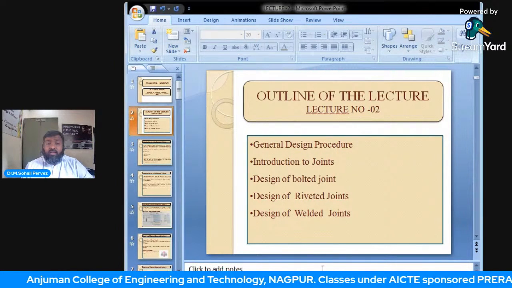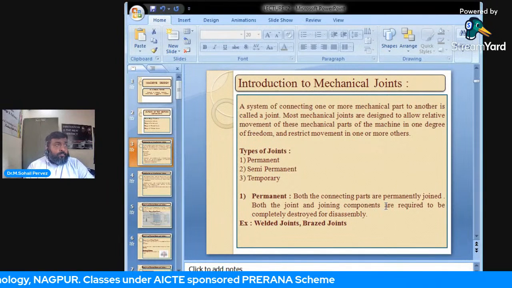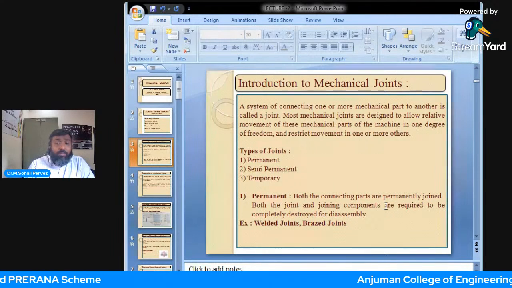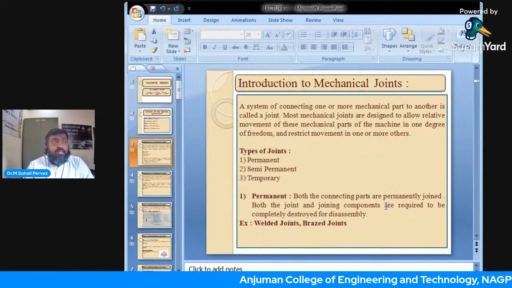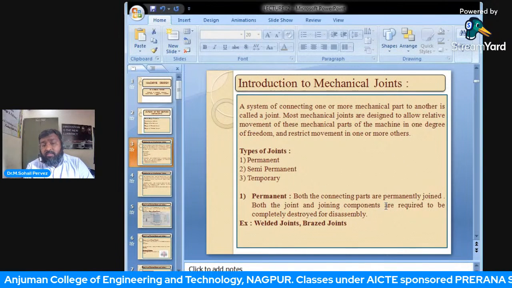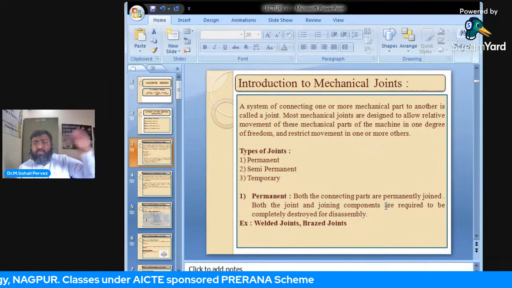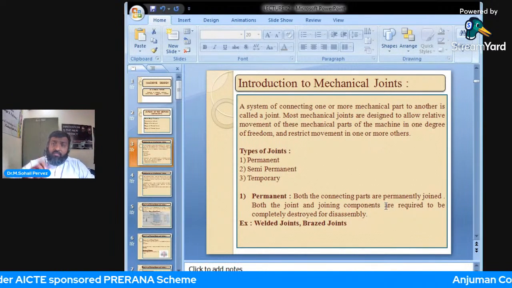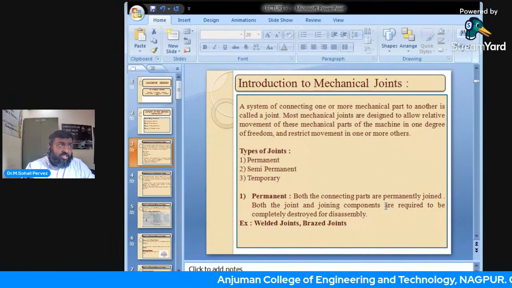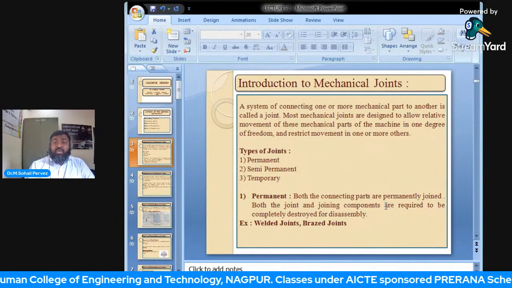So today we will discuss the design of joints. Now, how to define joints? Since we are dealing with mechanical engineering design, mechanical joints are a system of connected members. When I say a system of connected members or connected bodies, it means that the body will transfer some force. That body will be put to some stress, some tension, compression, shear, torsion, etc. So accordingly, we have to design these joints.